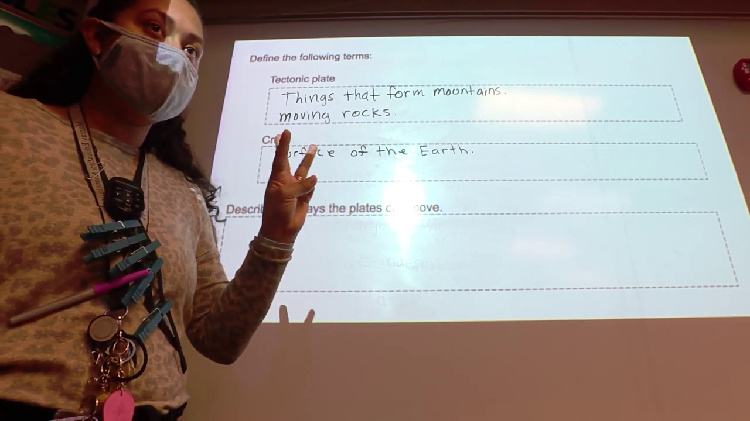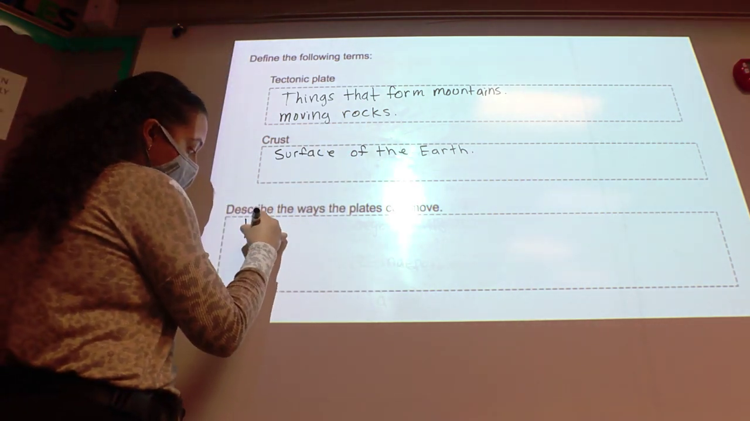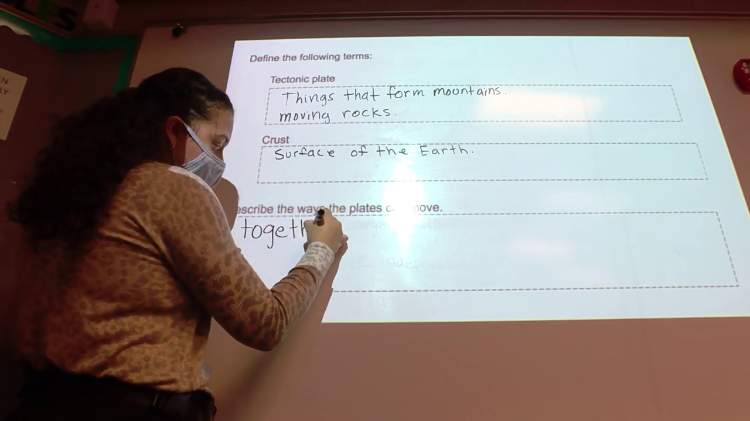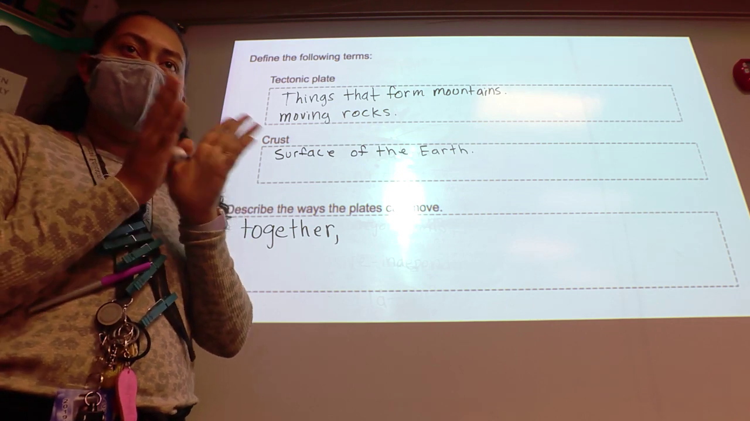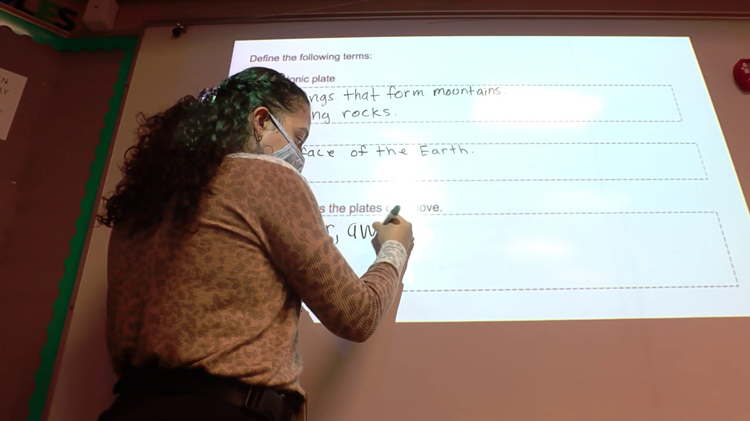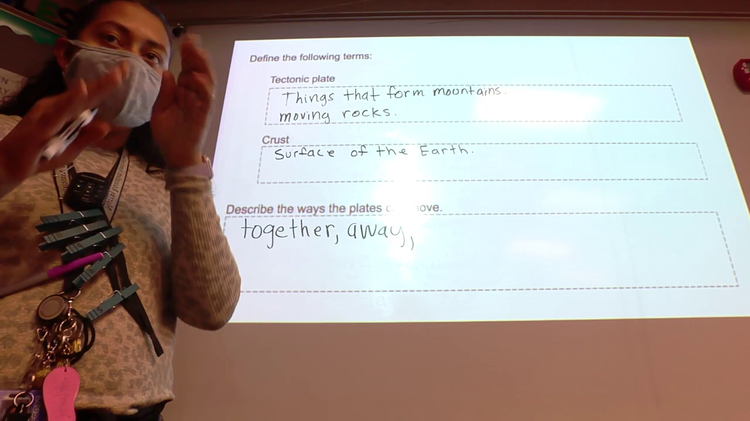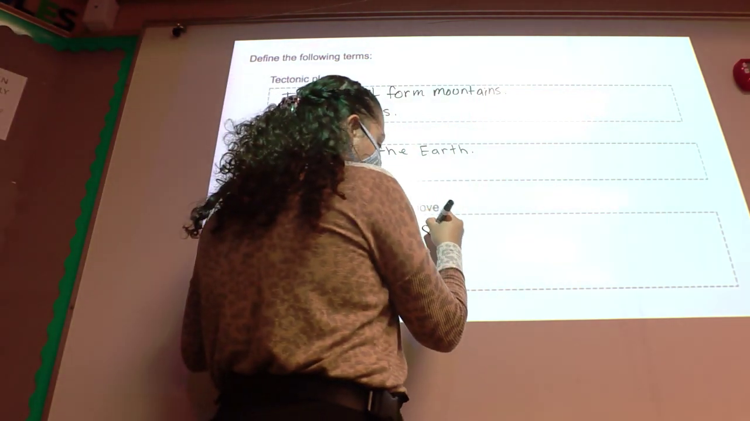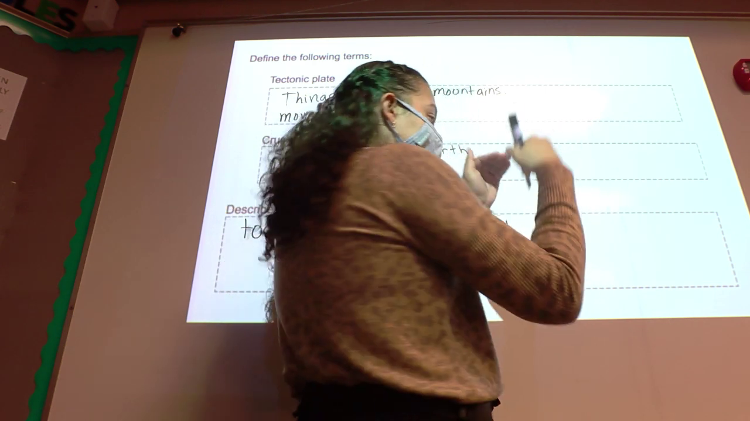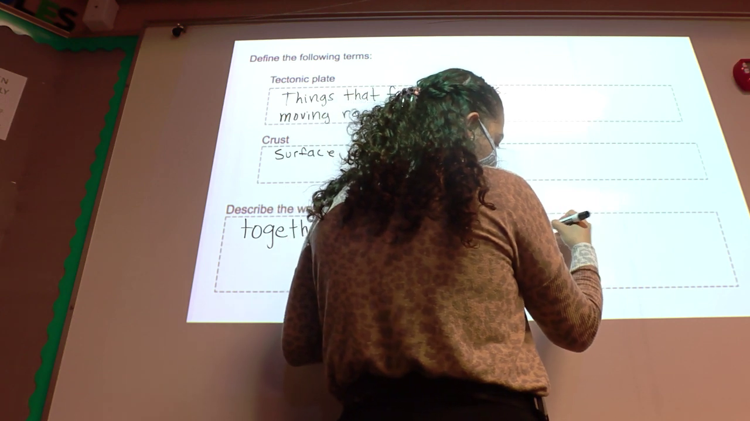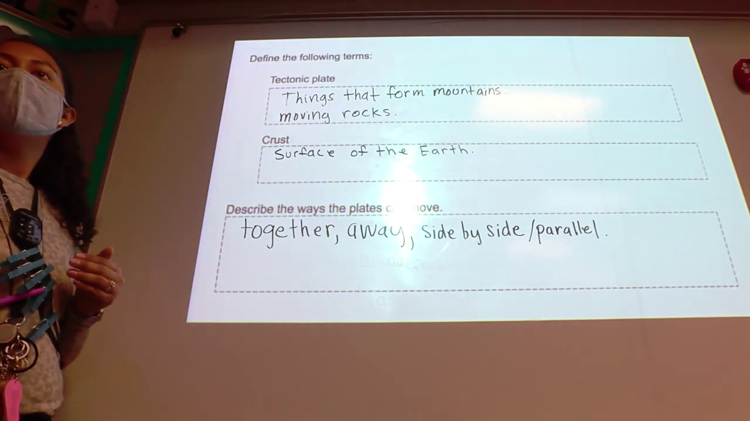Which different ways? There are three ways. Ledger? Forwards, backwards, and inwards. Okay, so together. What's another way? Opposite, away. One more. Think about your hands. Parallel, side by side. Okay, and on top. So that's together. And they can also go, I don't know what the word is, but it goes like this. Okay.